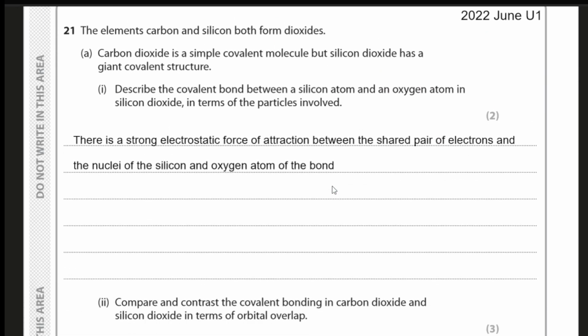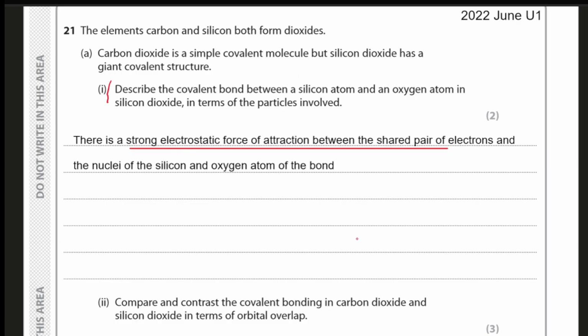All right, the next part, they said the elements carbon and silicon both form dioxides. Carbon dioxide is a simple covalent molecule, but silicon dioxide has a giant covalent structure. So they told you to describe the covalent bond between a silicon atom and an oxygen atom in silicon dioxide in terms of the particles involved. Now we know that there will be a strong electrostatic force of attraction between the shared pair of electrons and the nuclei of the silicon and the oxygen atom of the bond.